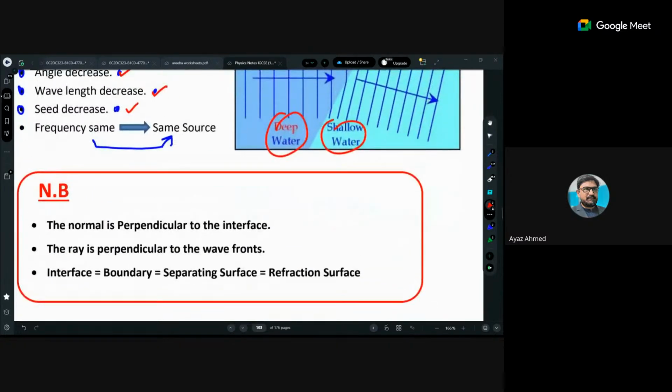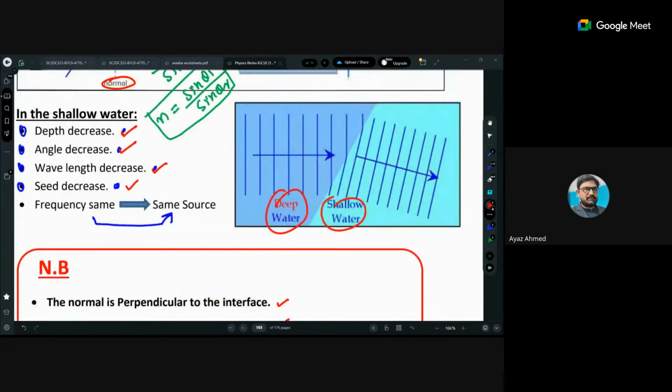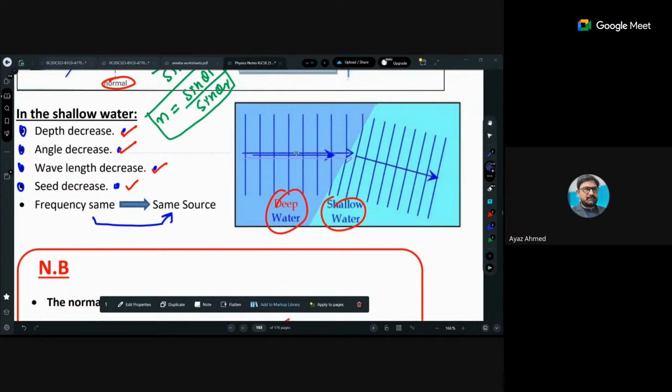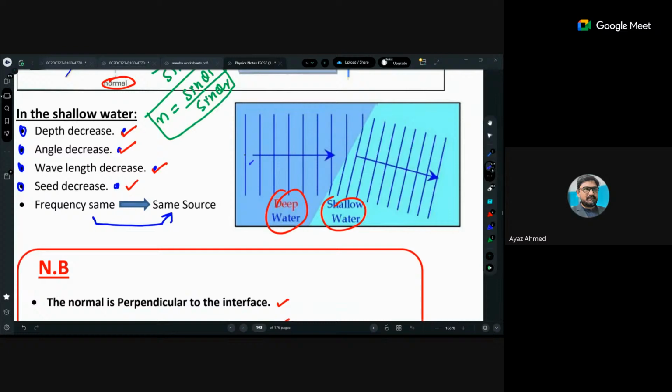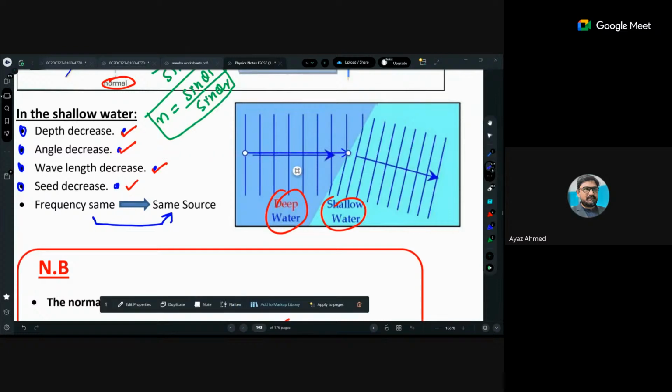The normal is perpendicular to the surface, I mean the interface. The ray is perpendicular to the wavefronts. I have told you earlier. This is the ray, and this ray is perpendicular to what? That ray is perpendicular to the wavefronts. Why am I not getting this ray at the same time? At the third try, I could not hit it.